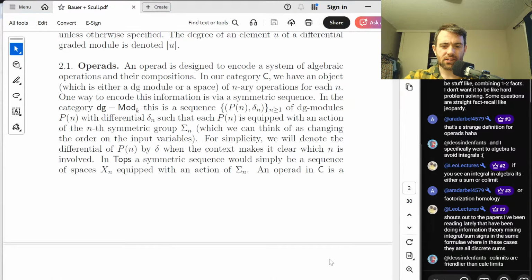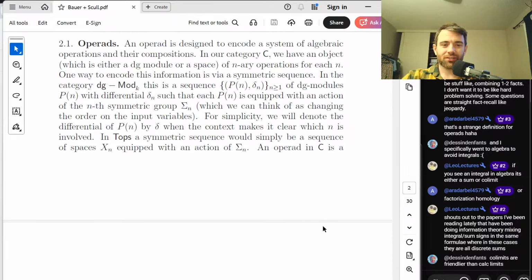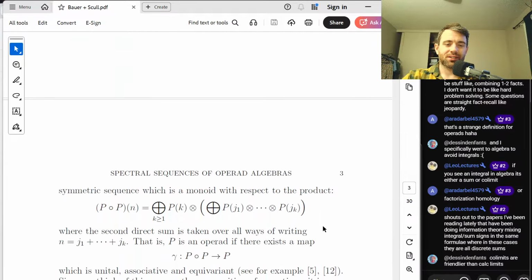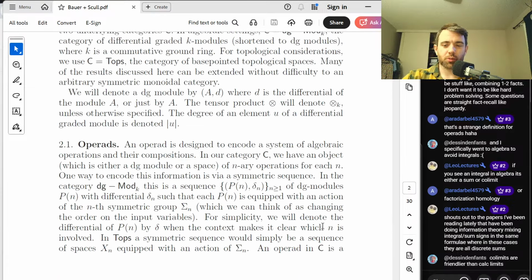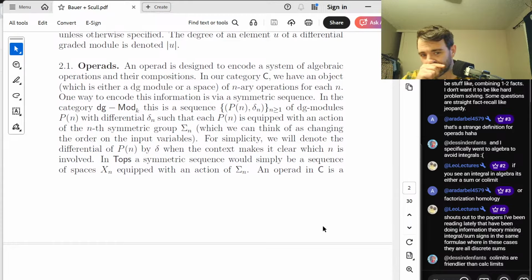Let me go back to this paper. Shouts out to the papers you've been reading lately that have been doing information theory, mixing integral sum signs, where they're all discrete sums. Colimits are friendlier than calc limits? You're very algebra pilled. You are very algebra pilled indeed.